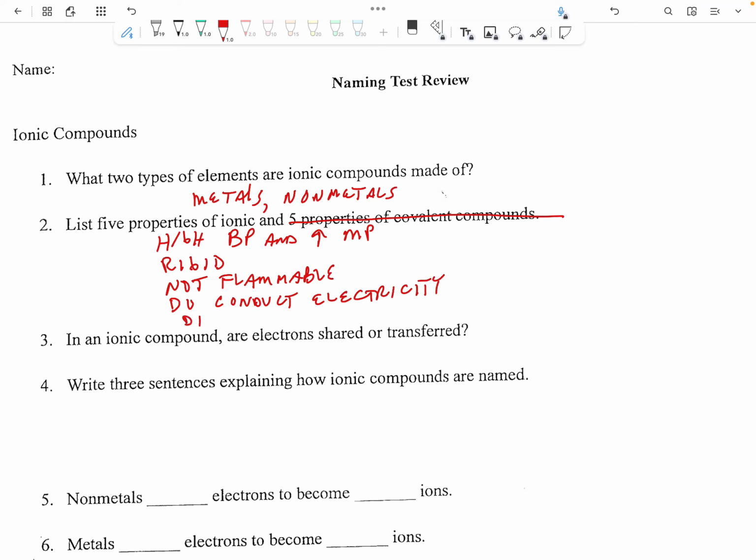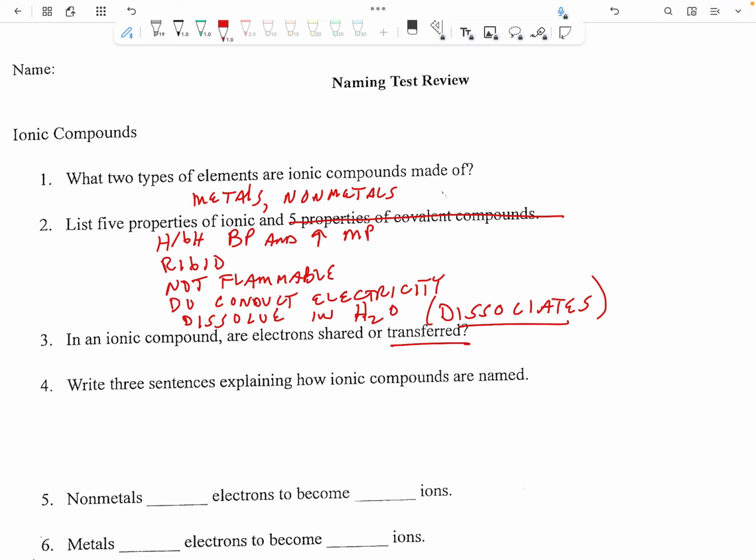They dissolve in water, H2O, and that's called dissociation, or dissociates. Dissociates. That is the term you're going to want to know for tomorrow, dissociates. So an ionic compound, are electrons shared or transferred? They are transferred, creating ions.